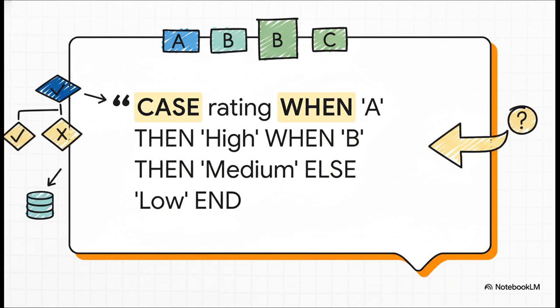And that cleaner way is the case statement. This thing is so much more elegant. It just works like a switch. It looks at the rating variable and says, okay, when it's A, give me high. When it's B, give me medium. For everything else, just default to low. It's just a much more readable way to handle a bunch of different conditions.